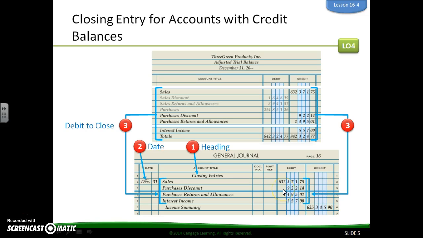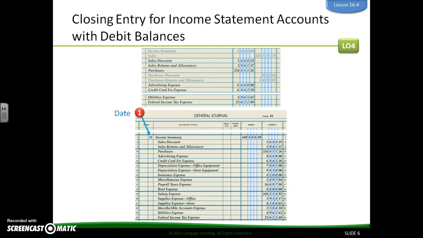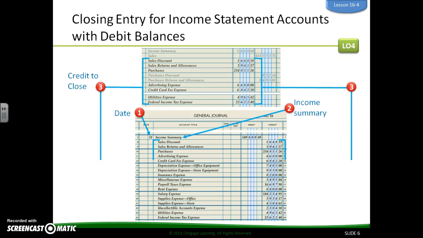Same with my purchases discount, because that's a credit balance, my purchases, returns, and allowances, and my interest income. They're credits on the adjusted trial balance, so we would use a debit entry to close. Then we're going to go ahead and post the credits to close from the accounts, the income statement accounts, that now are listed with a debit. So if they have a debit balance, then obviously we're going to do a credit to close out the accounts.